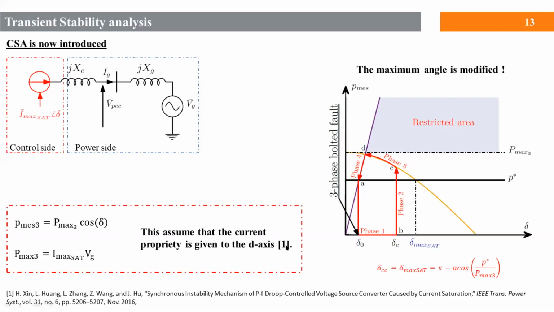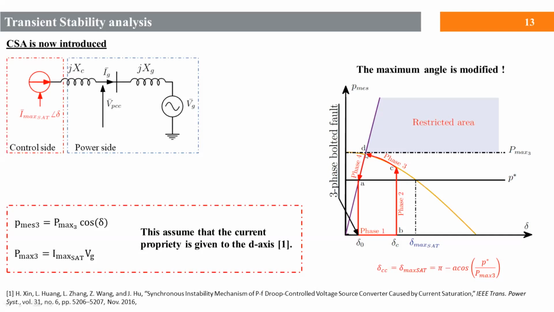If the priority is not given to the d-axis, of course we will have delta plus the phase shift between the current and voltage. So by doing this, the synchronization sequence will be changed once again. When the fault is cleared, the active power reaches the operating point C, then of course here the Pmeasurement is higher than Pref, then the angle will decrease until the operating point D.